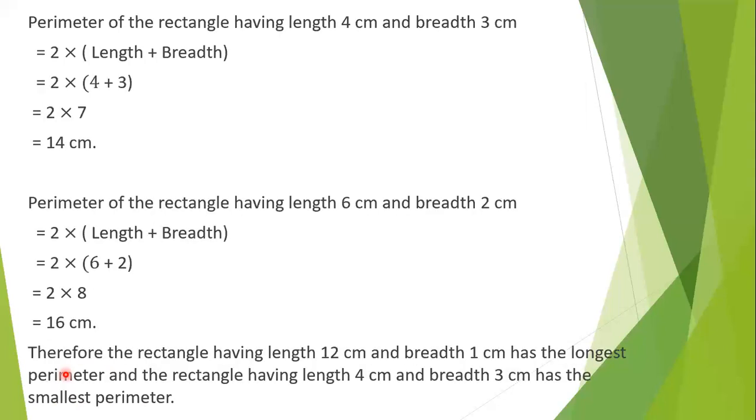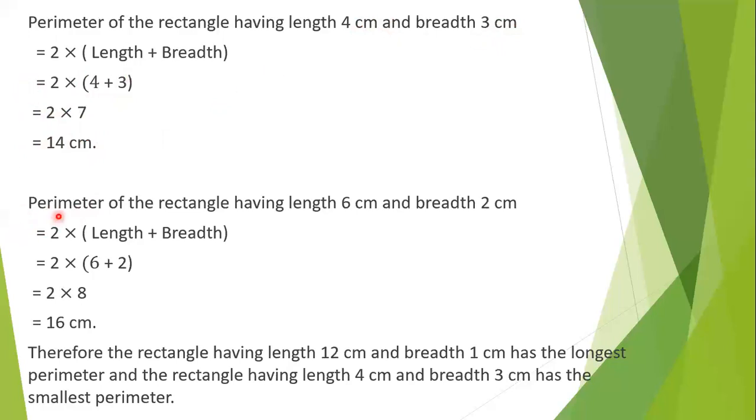Okay. Now we will consider the rectangle having 4 centimeter length and 3 centimeter breadth. Like that, how many rectangles we are having in this measure? We have 3 rectangles with 4 centimeter length and 3 centimeter breadth. The perimeter of a rectangle will be 2 into (4 plus 3). Here 4 is the length and 3 is the breadth. 4 plus 3 is 7. 2 into 7 is 14. So the perimeter of the rectangle having 4 centimeter length and 3 centimeter breadth will be 14 centimeter.